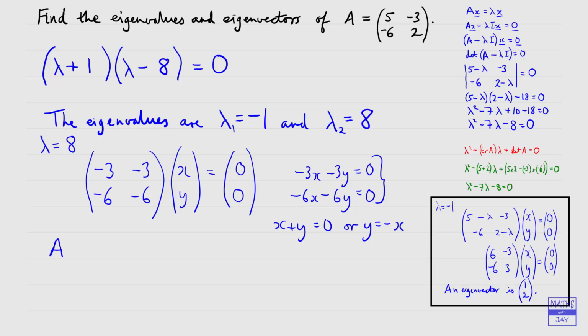Again, you can choose any value for x, so there are an infinite number of eigenvectors, but we can say that one of them, so an eigenvector, is 1, minus 1. And of course we want to check that.